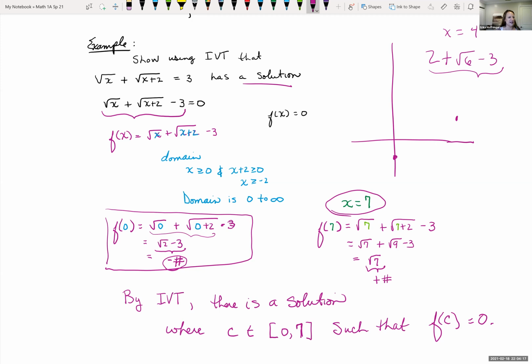I could have, like I said, chosen any number that would give me some y value that was positive. And by that theorem, and knowing that the function is continuous everywhere on the domain, I knew that that theorem would tell me there was a solution there.